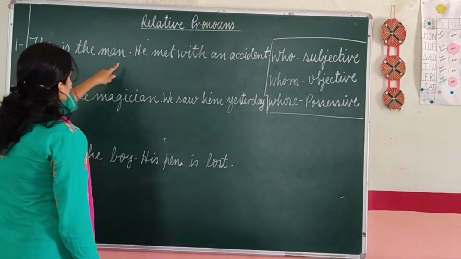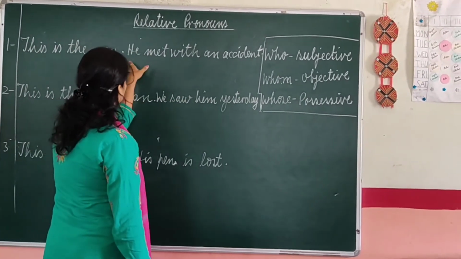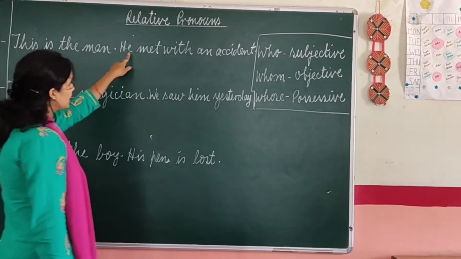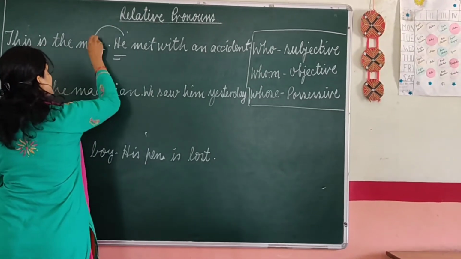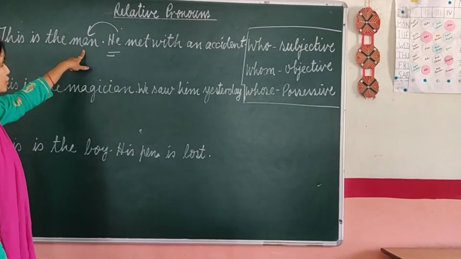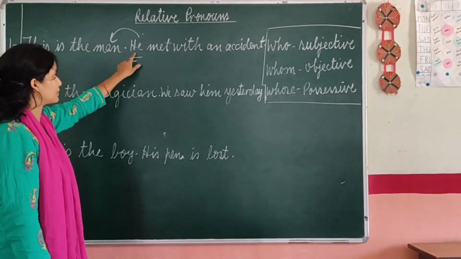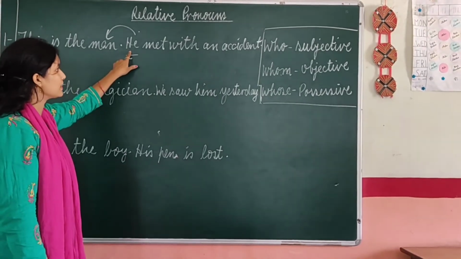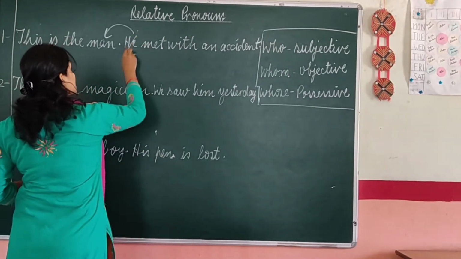Now, he met with an accident. You see which noun or pronoun is repeated? This is the man. He met with an accident. Means he, he is the same person we are talking about, man, and he is used for man. So we have to remove he, and he is the subjective form. You can see it is used in place of subject. So the pronoun is in the form of subjective. So we have to remove this.